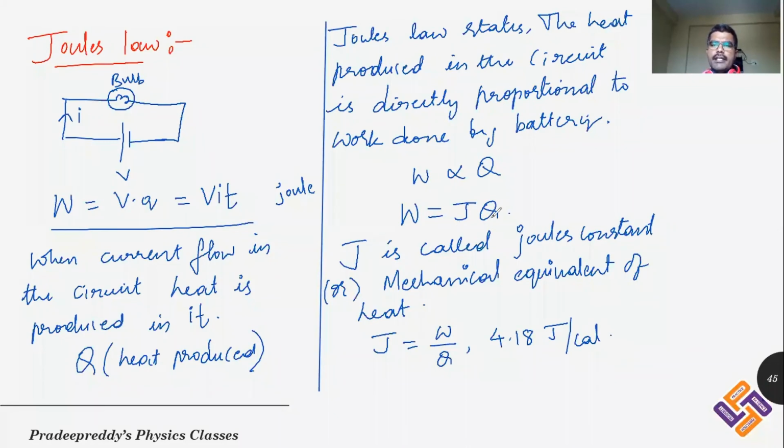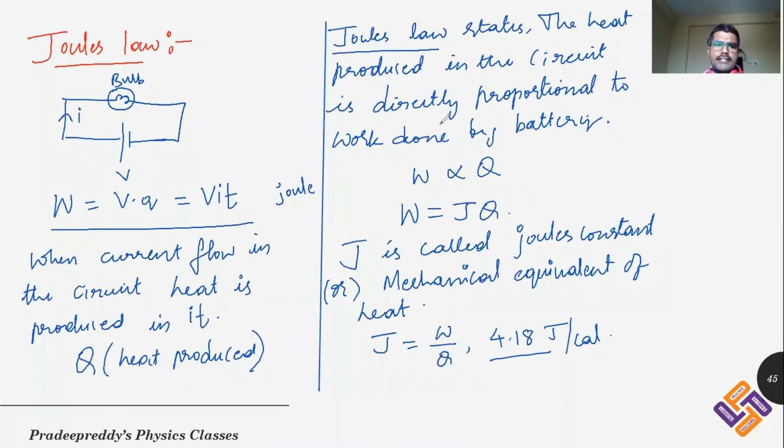So Q is heat energy, and heat has the unit calorie. W is work done and has the unit joule. So this J is the mechanical equivalent of heat or Joule's constant, which is written as 4.18 joule per calorie. In some textbooks, you can write it as 4.2. 4.18 is rounded off to 4.2. So this is Joule's law.